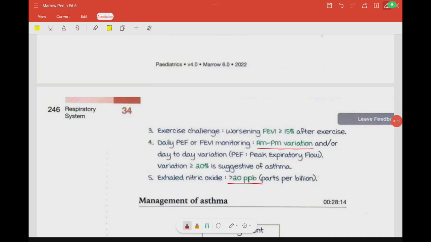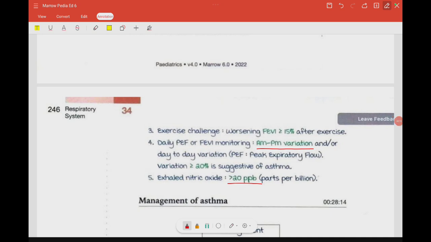So why was exhaled nitric oxide increased? Because due to airway inflammation, there is increase in inducible nitric oxide synthase. This leads to increase in nitric oxide production, and this nitric oxide is then detected in breath.